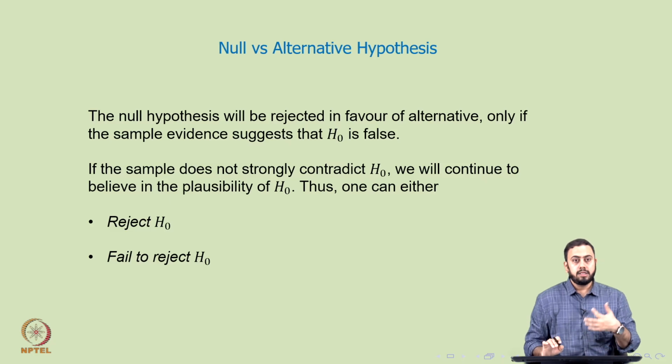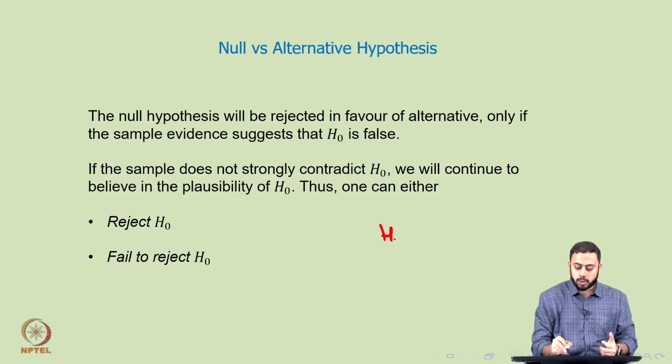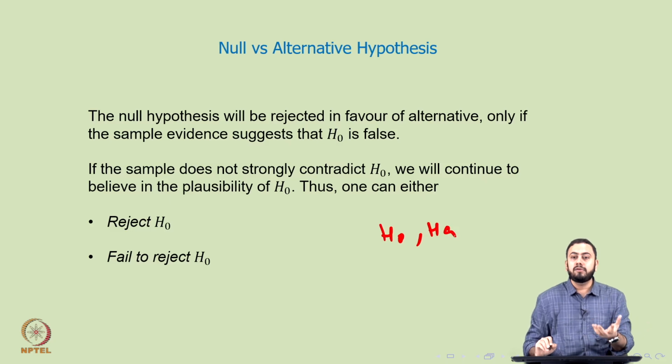Now, once you write down H naught and HA, you can't directly jump to the conclusion of a test. So how can you conclude something? We will talk about that now. The null hypothesis will be rejected in favor of the alternative only if the sample evidence suggests that H naught is false, isn't it? So how do you test it out? Once you create H naught and HA, there is a fixed procedure, we will talk about that very soon, as to how you should carry out the testing process.